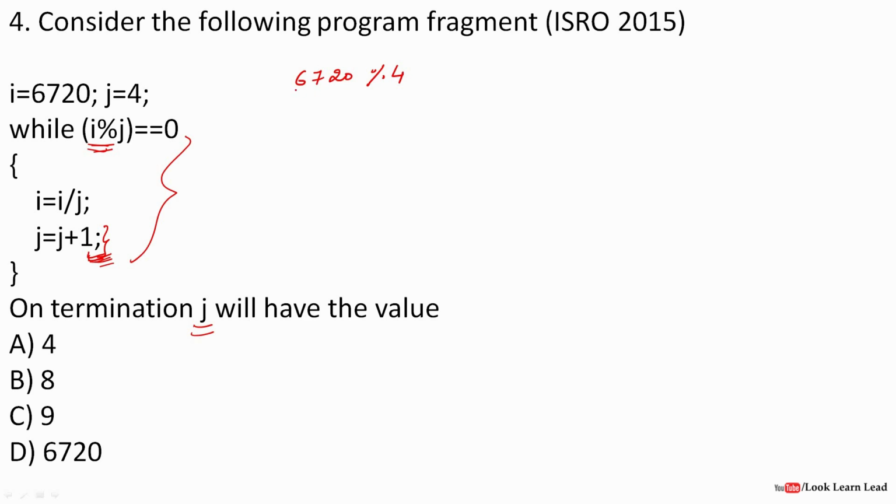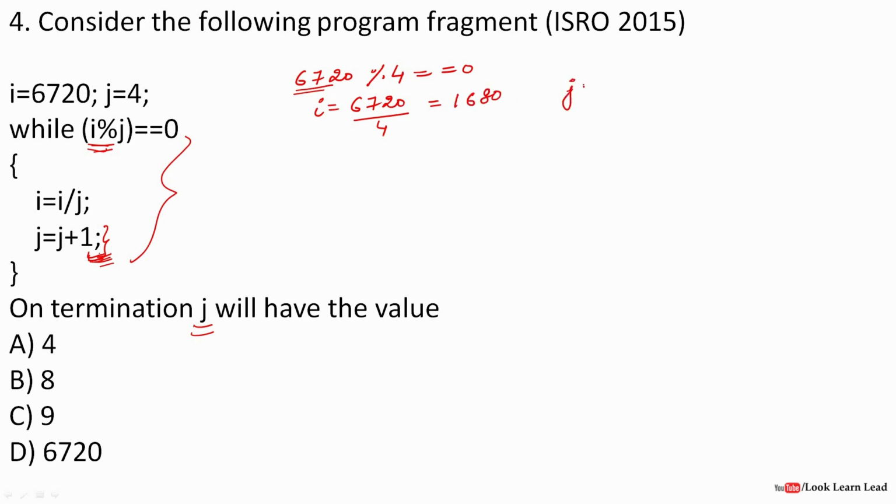Okay, so it would be divided by 4, yes. So it is equal to 0. That means my loop would run. If the loop runs, then I is equal to I by j. So I is equal to 6720 divided by 4, and it is equal to 1680. Okay, and we are incrementing the value of j by 1.